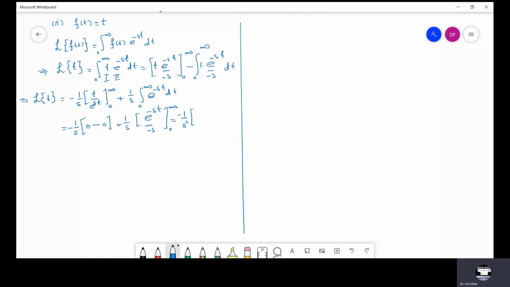And now let us put limits. So if we put limits, you can write that this is 1 over e power st. The limits are from 0 to infinity. So this can be written as minus 1 over s square into e power infinity is infinity, anything divided by infinity is 0, and e power 0 is 1. So we have from here that Laplace transform of t is equal to 1 over s square. That is the basic formula for the Laplace transform of t.